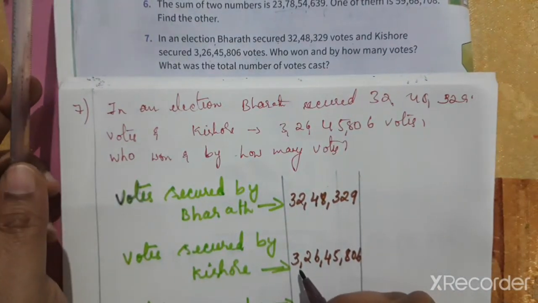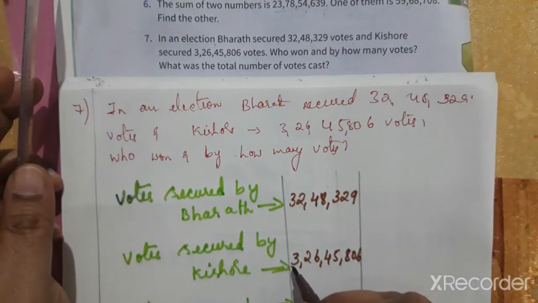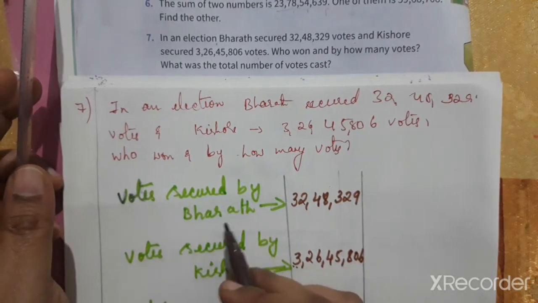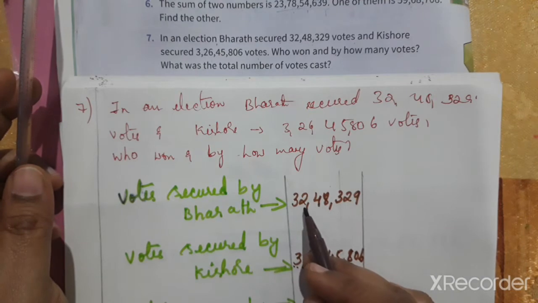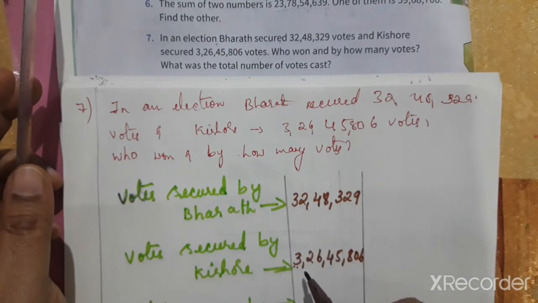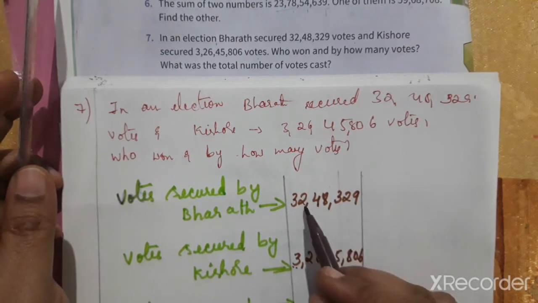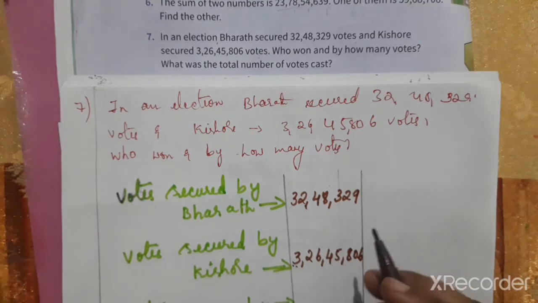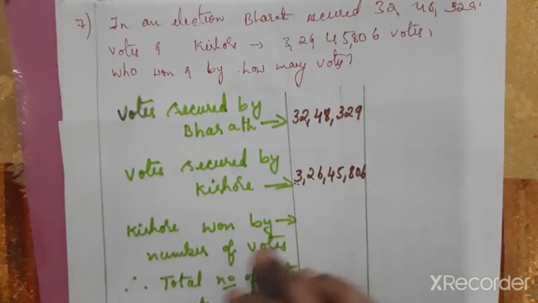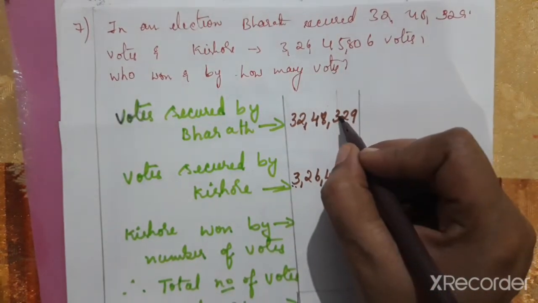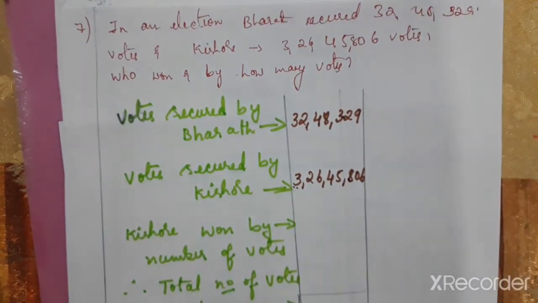So here itself we can say that votes secured by Kishore are in crores, and votes secured by Bharat are in lakhs. So which is greater? 3 crore 26 lakh 45,806 is greater than 32 lakhs. So Kishore won by, that we have to find. So this is greater than this number.